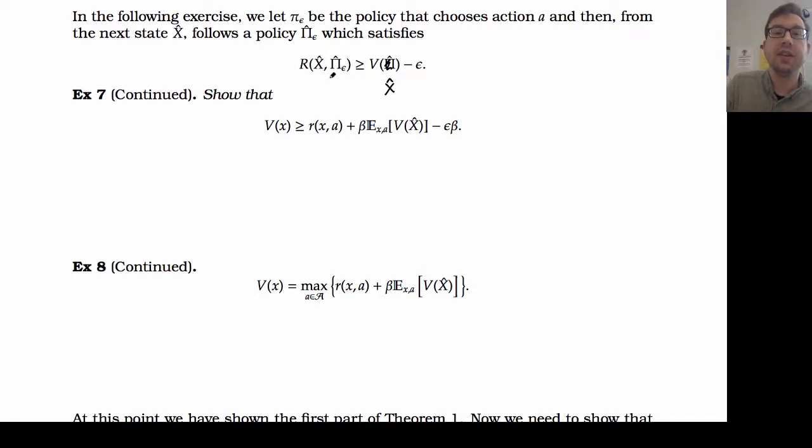So it chooses a policy that's within epsilon of the optimum. Since this is the optimal policy, it has to be a policy that's within epsilon of the optimal policy. So now we're going to show that this holds.